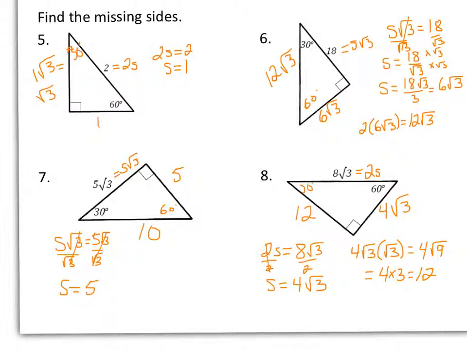Okay, so my longer side is 12. The key here is if you're going from the shorter side to either the longer side or the hypotenuse, you're multiplying. You know, your sides are longer than your shorter side. But if you're going from either the hypotenuse or the longer side to the short side, you're dividing because that shorter side is shorter than the other two.